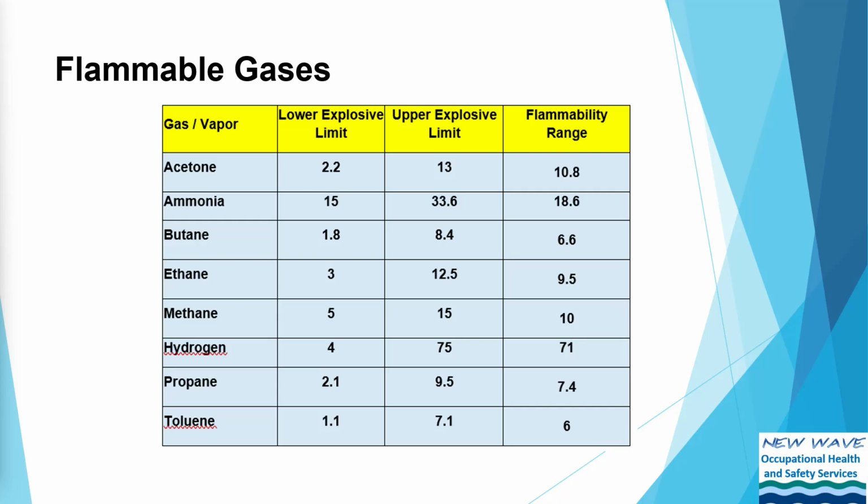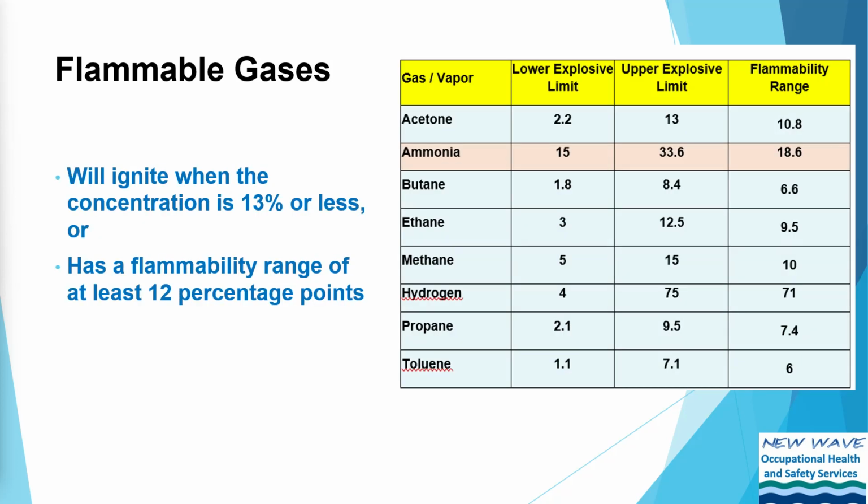Taking these criteria, let's look at some actual gases. You can see from the lower explosive limit column, most will ignite or explode below 13%. The exception is ammonia, which will not explode until it reaches 15%. So, does that mean ammonia is not a flammable gas? Remember, there are 2 criteria. Will ignite when the concentration is 13% or less, or has a flammability range of at least 12 percentage points.